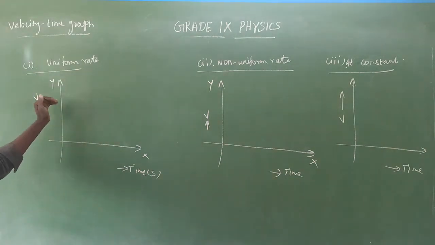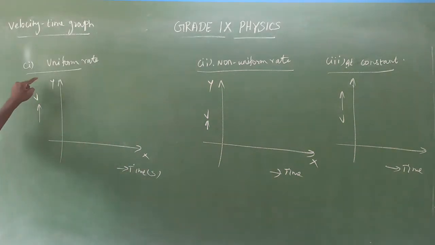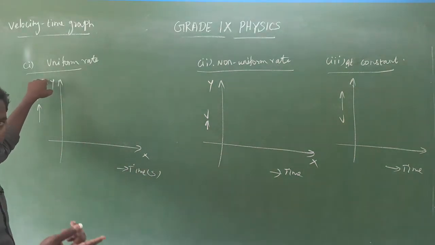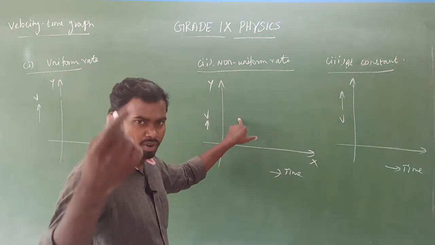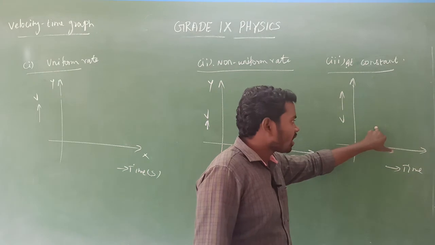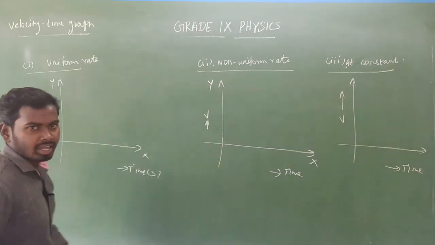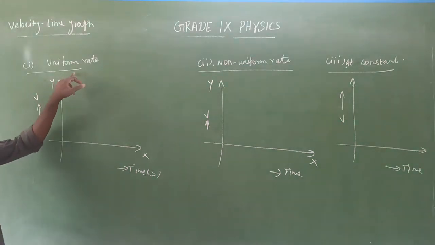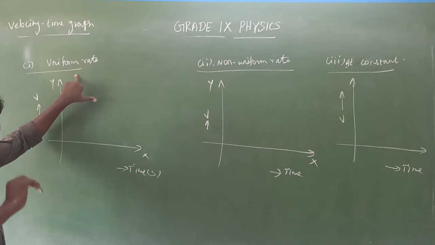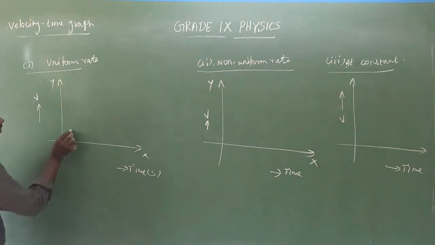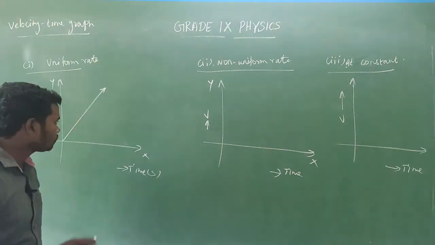Yes, look at here. This is the first condition in the velocity time graph, second condition and third condition. The first one is when an object's velocity changes at a uniform rate. This one. Here, when an object's velocity changes at a non-uniform rate, second one. Here, third one, when the velocity of the object remains constant. Yes. So whenever the object's velocity changes by an equal amount in equal intervals of time, it will be a straight line. Is it clear? Yes, look at here. So this is a straight line.